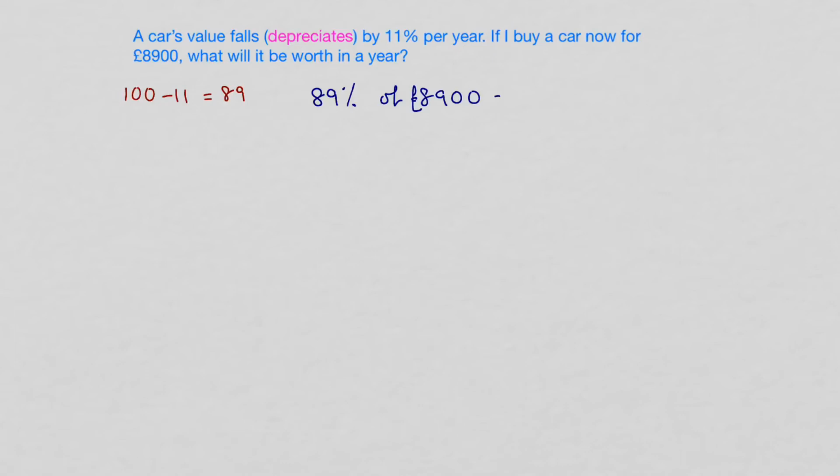Okay, and to find 89% of £8,900, we're going to do 89 divided by 100. So that is either going to be 89 over 100, or it's going to be 0.89. It doesn't matter, they're the same thing. And then we're going to multiply by the 8,900. And of course, whichever way we do it, we're going to get the same answer.